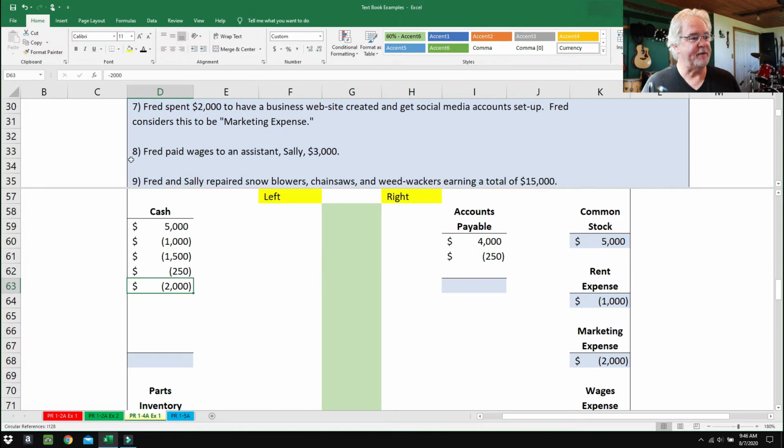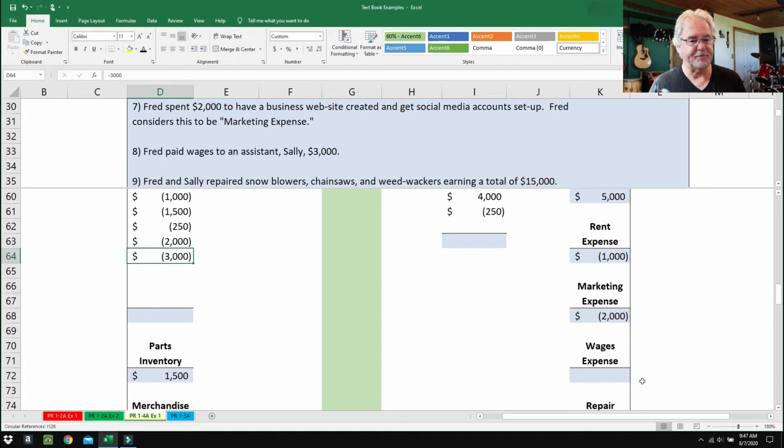Now, number 8, Fred paid wages to assistant Sally, $3,000. So Sally likes being paid in cash, so Fred is spending cash. And this is the cost of doing business. So it's an expense. That's what expenses are. Expenses are the cost of doing your job. And paying wages, marketing, rent, those are all costs of doing the job.